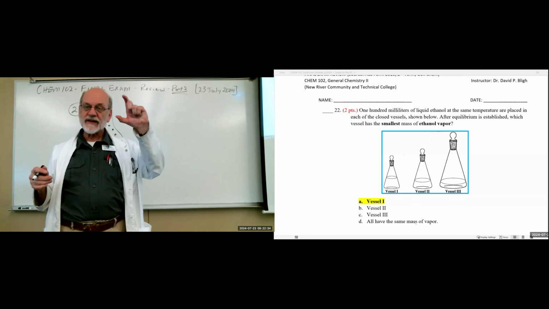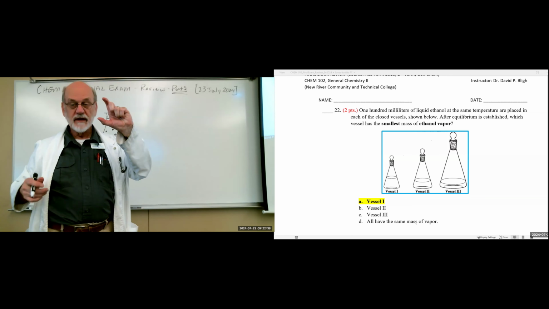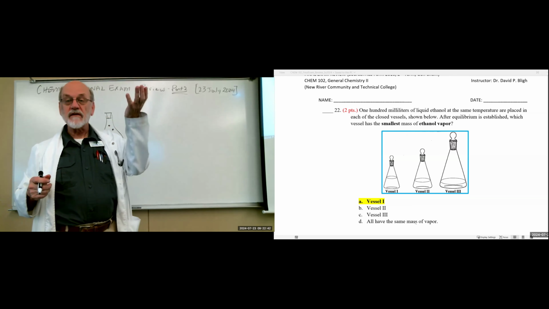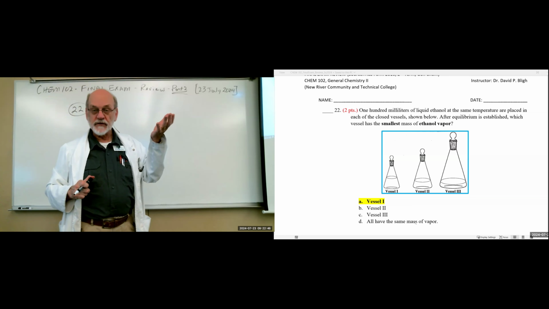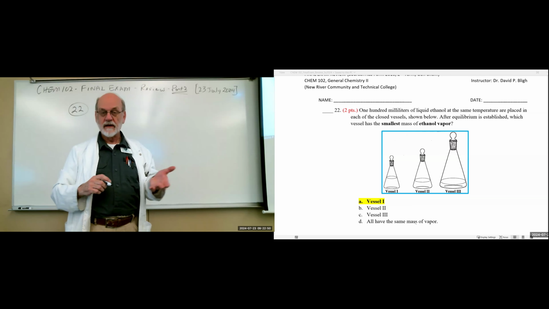So vessel 1 is the small vessel. It has a smaller head space. Fewer gas molecules are required. So it puts less of its mass into the vapor phase. Right? So at equilibrium, the smallest mass of ethanol vapor will be in the smallest vessel, vessel 1.